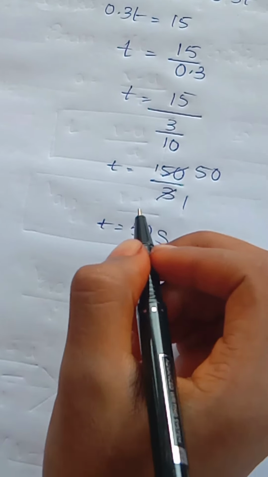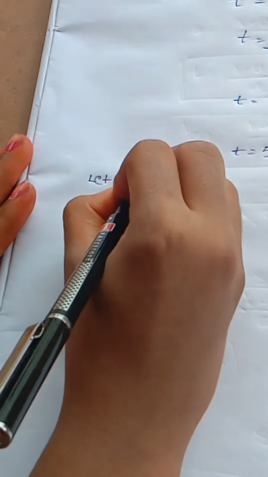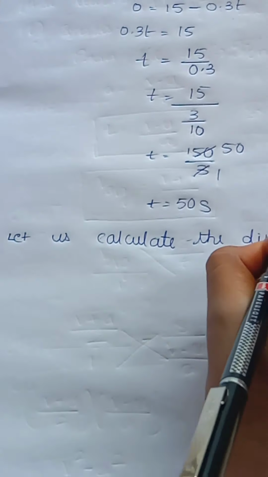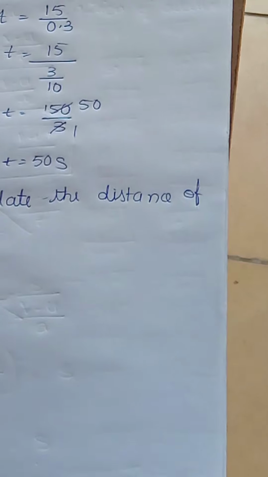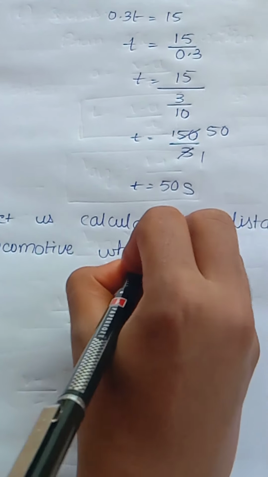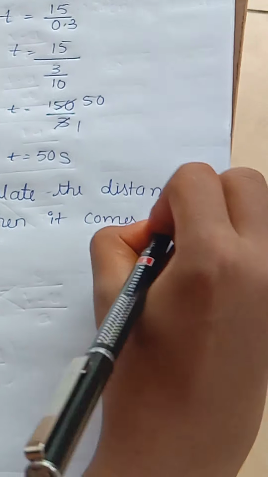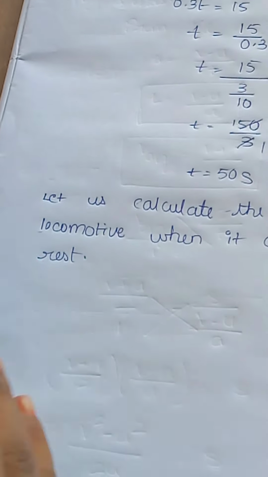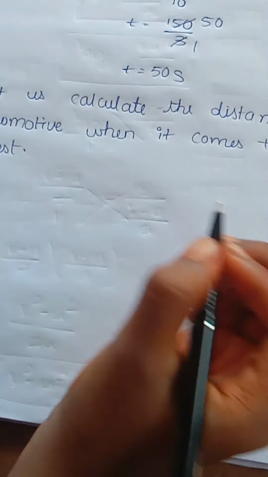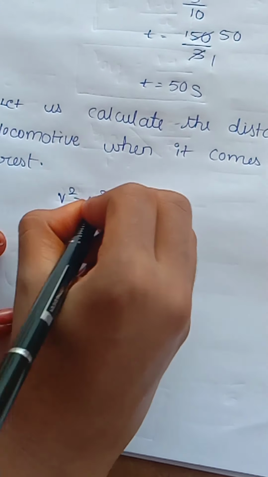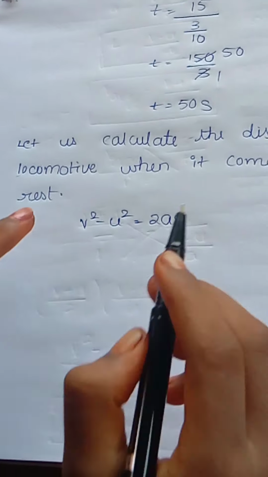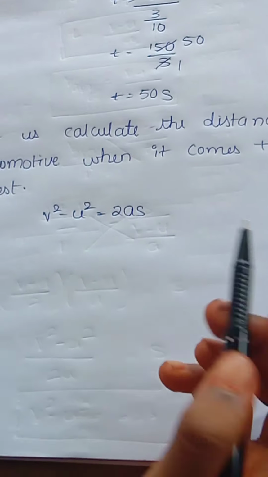Let us calculate the distance of the locomotive when it comes to rest. For this we are using the third equation of motion formula, v square minus u square is equal to 2as. Why this formula? Because we should find the distance, and in this formula there is s.